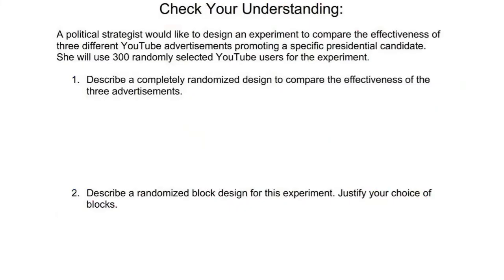See what we've come up with. Describe a completely randomized design to compare the effectiveness of the 3 advertisements. How would you do this? Yes. You use a random number generator of 300, randomly generate 100 numbers. Repeat the process for the second group. The last 100 get thrown into the last group. After that, put them all in groups, give them each an advertisement, and compare their likelihood to vote for that presidential candidate at the end.